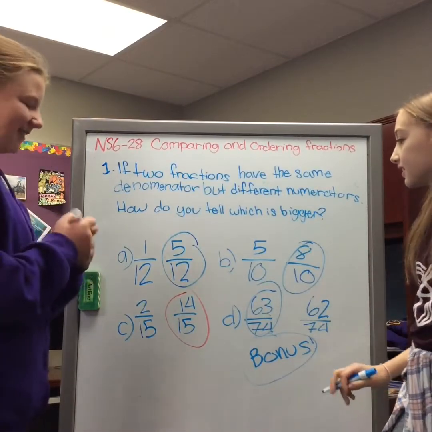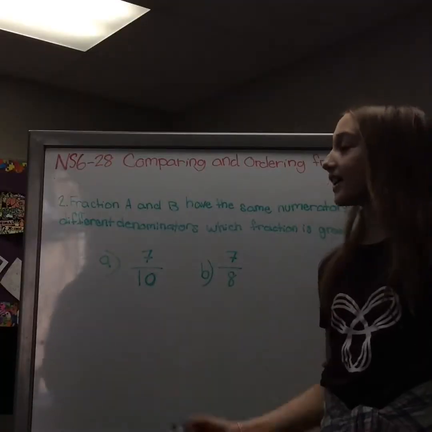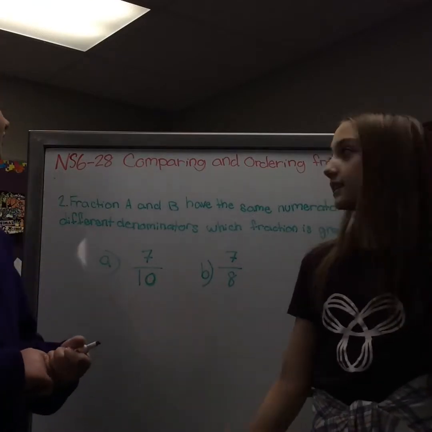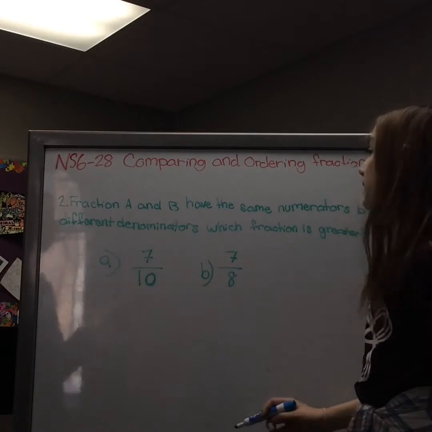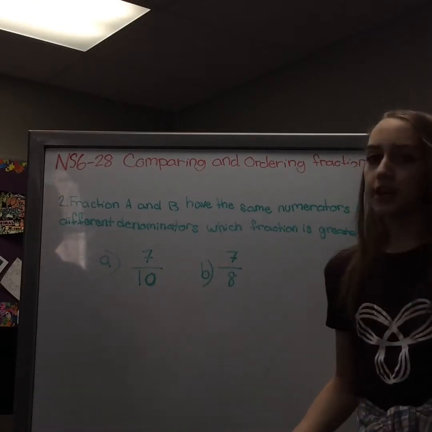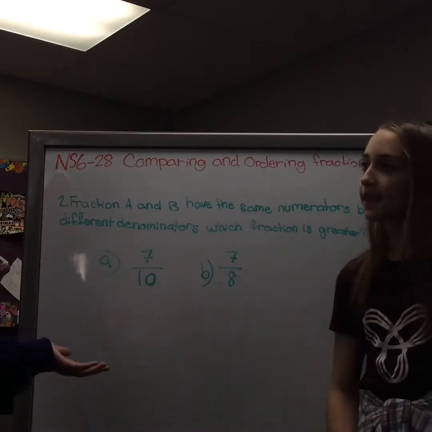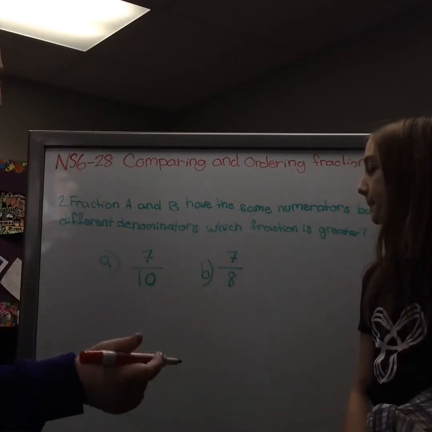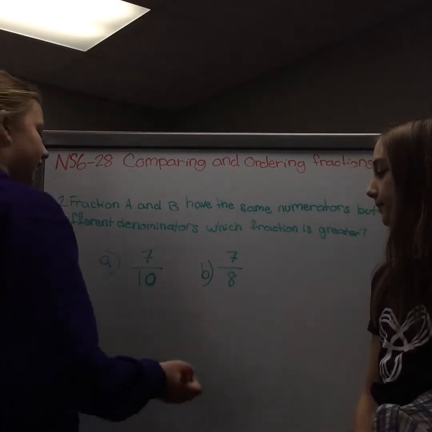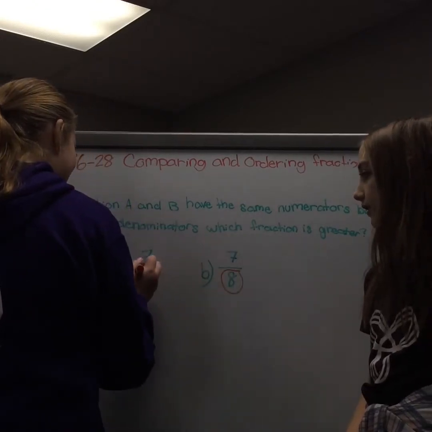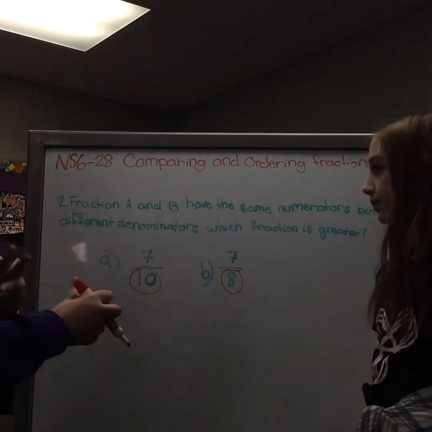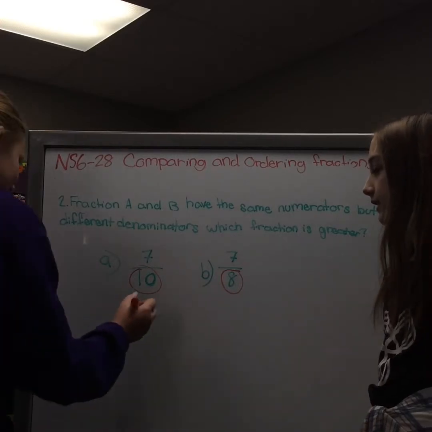Okay, so now we're moving on to question 2, which is fraction A and B have the same numerators but different denominators. How do you tell which fraction is bigger? Well, how you tell which fraction is bigger is you look at, of course, the denominators. So that would be 8 and 10 in this case. So it's like splitting a pie into that many.